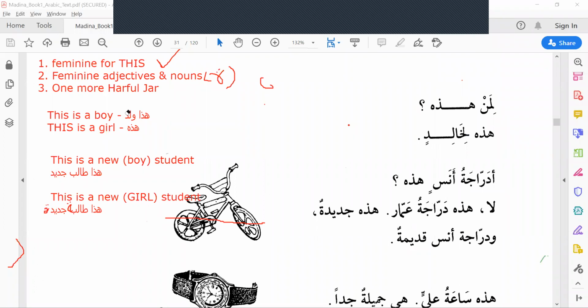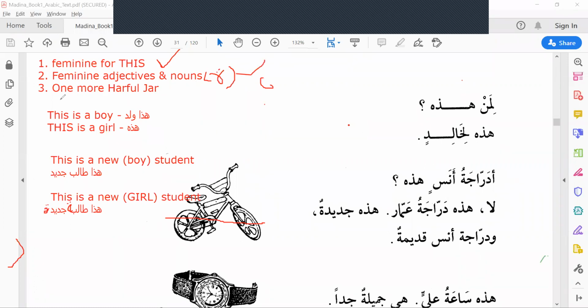Okay, so far we have learned two things. I informed you earlier that we are going to learn three things. Actually, it's four things. The fourth one is here, she. Out of the three things, two we have learned. What is feminine for this? And then feminine adjectives and nouns: how do we convert a noun or adjective to the feminine gender? By just adding a ta at the end.